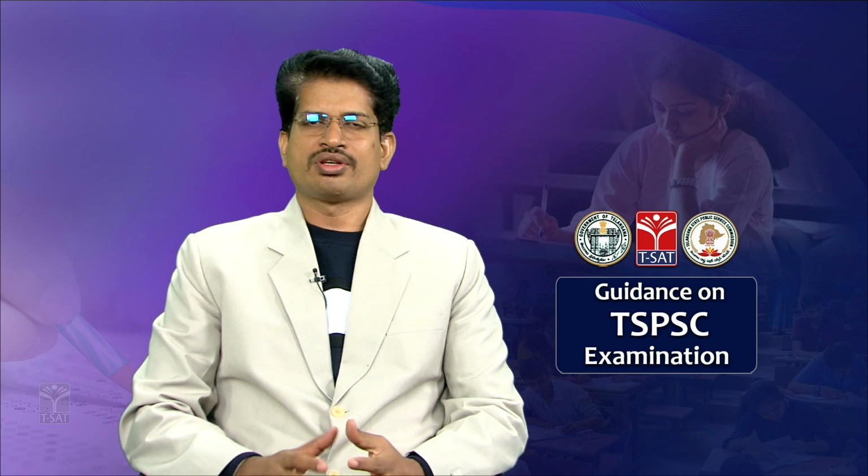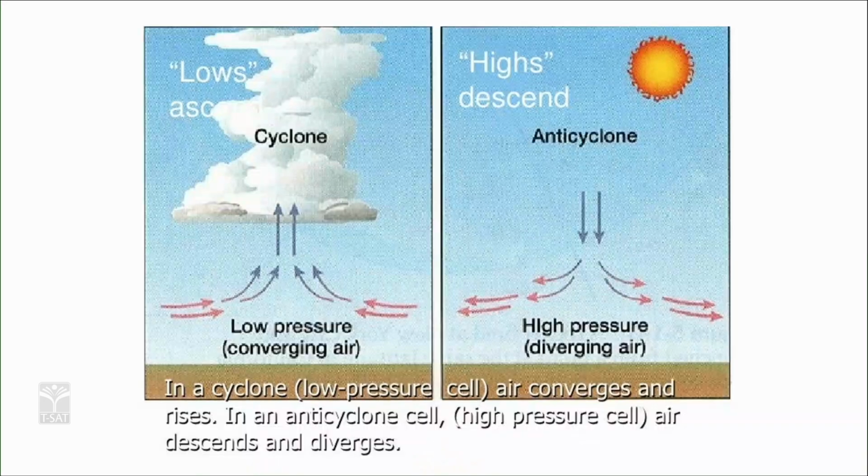A cyclone generally originates in the ocean. It is basically generated because of a low pressure, and this low pressure is created because of high heat. Because of this high heat, as shown in the picture, the density of air decreases. When the density of air decreases, the weight decreases.